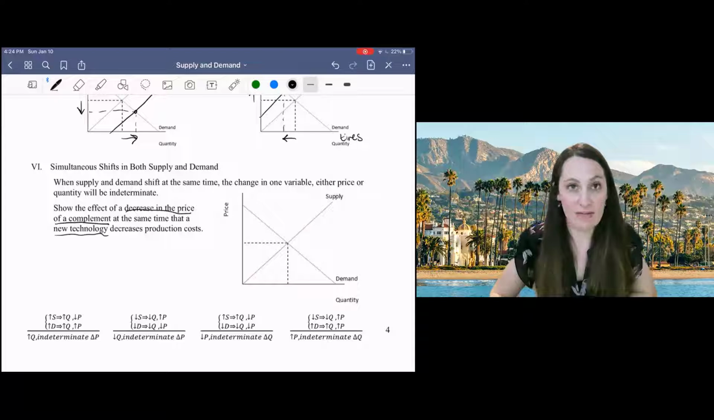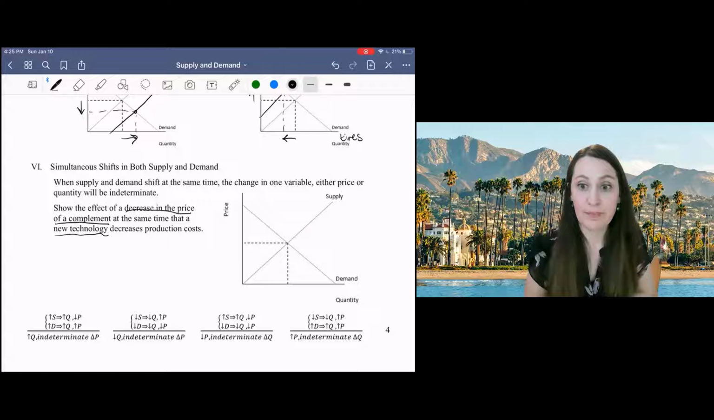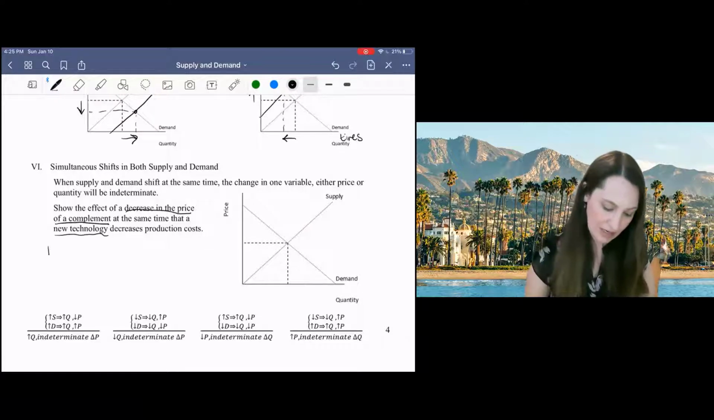The first thing you want to figure out is whether or not the event shifts supply or demand. Each event I give you will only shift one of the lines. Here we have two separate events, each affecting one of the curves. The decrease in the price of a complement will lead to an increase in demand for the product.